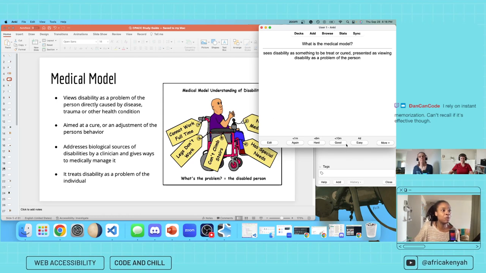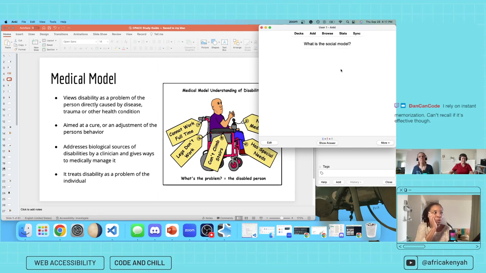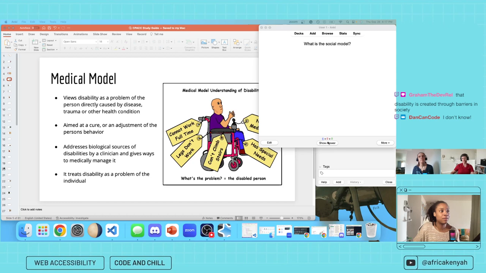Since you can already see this, I'm going to do another one. This one's easy for me, so I'm going to put easy. All right, can anyone tell me what the social model is? Does anyone remember? Okay, Graham said that disability is created through barriers in society. Let's see what it says. Dan Kincode said, I don't know. Well, you're about to learn.